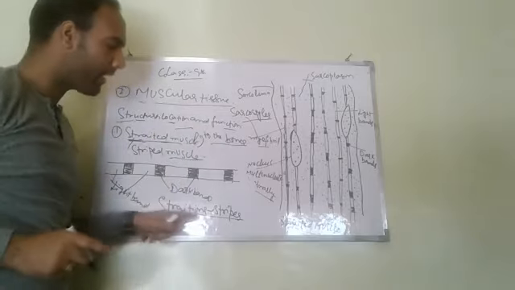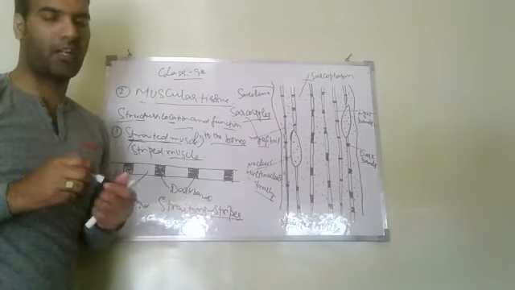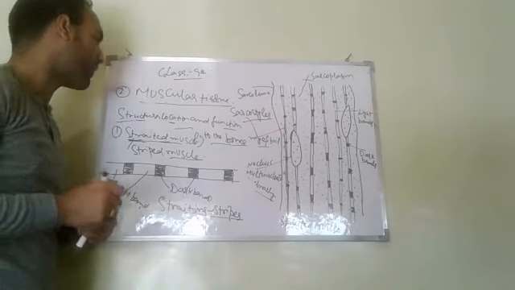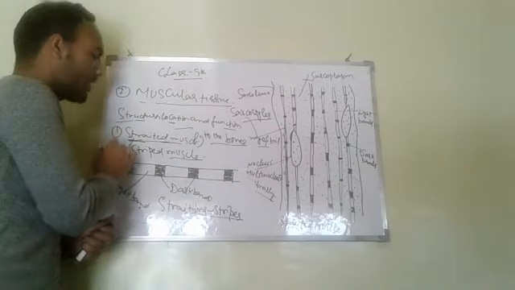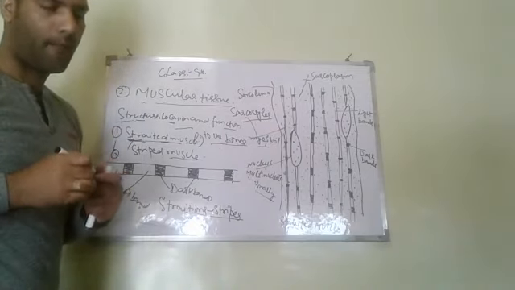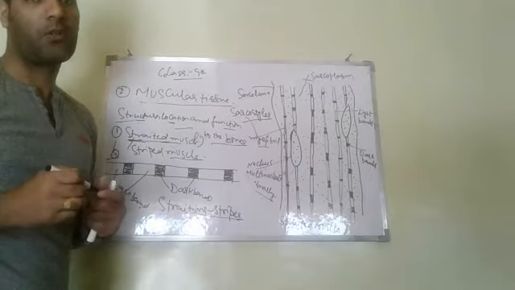This is the structure of this striated muscle fiber. In the next lecture, we will discuss the second type of muscular tissue and muscle cell, that is cardiac and smooth muscle. So thank you.